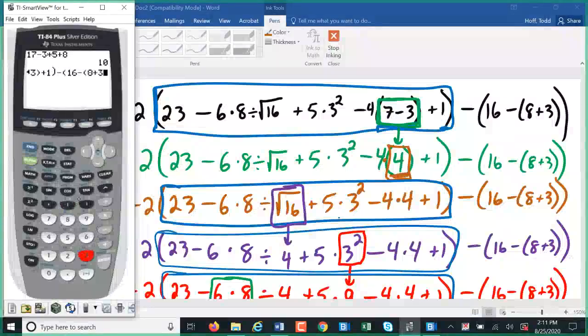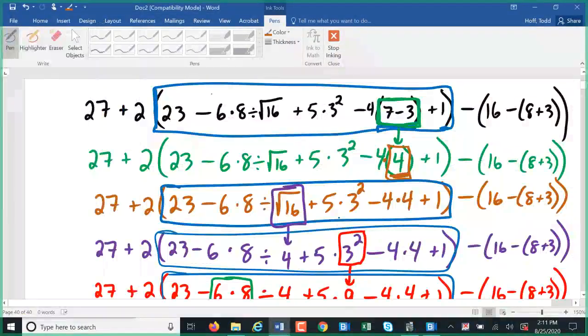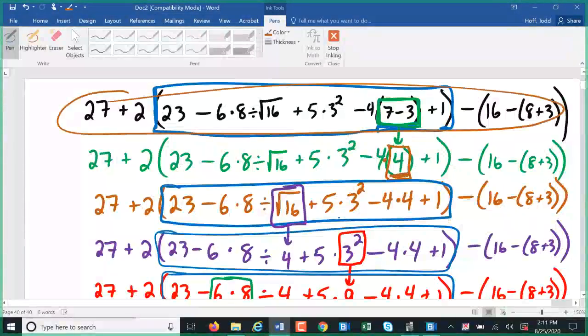It's a mouthful just to punch it in the calculator. But notice, it gives us the same answer that we got when we did it out by hand. So the calculator handles these order of operations, and problems like this are relatively easy to enter into it.